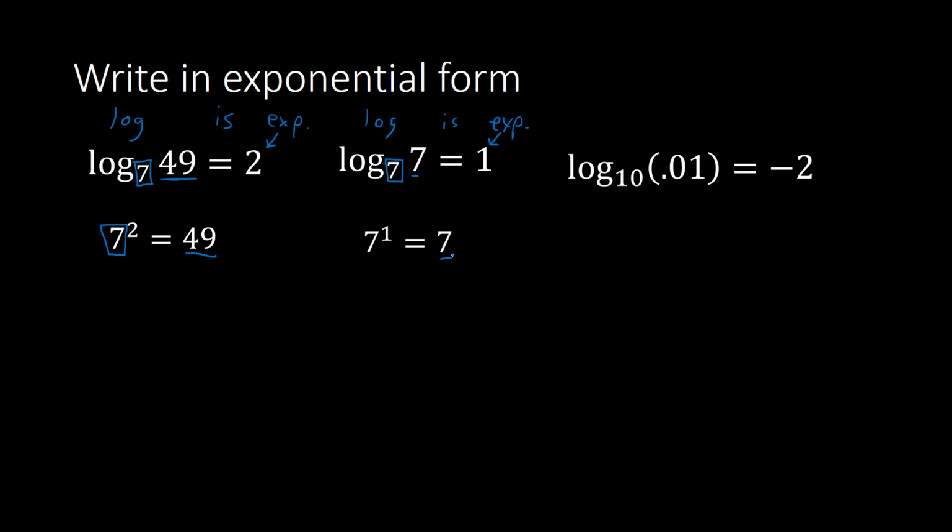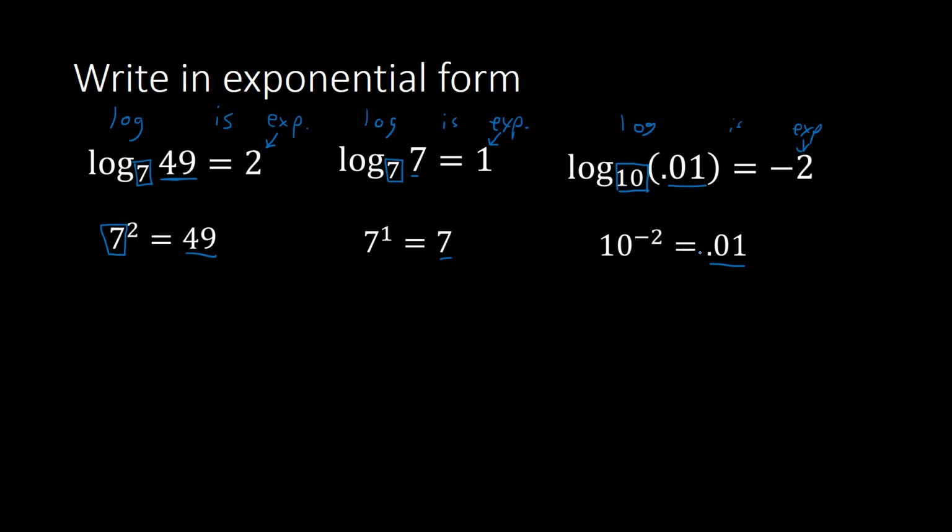Let's look at another one. Same thing, same concept. The base here is 10. So the base for exponential form would also be 10. A logarithm is an exponent. So this would be your exponent. So the negative 2 is your exponent. So we have 10 to the negative second power equals, and the 0.01 goes on the right side of the equation.